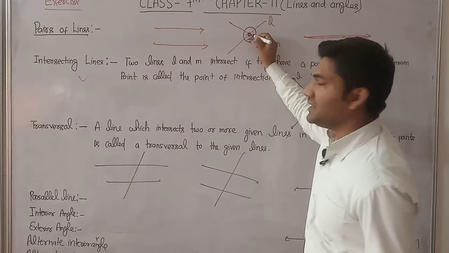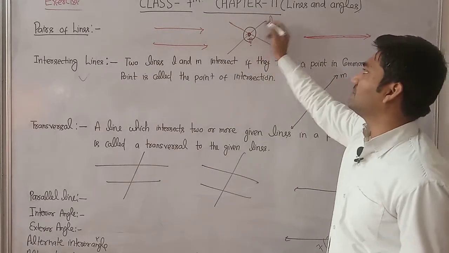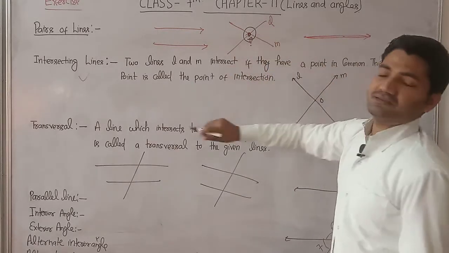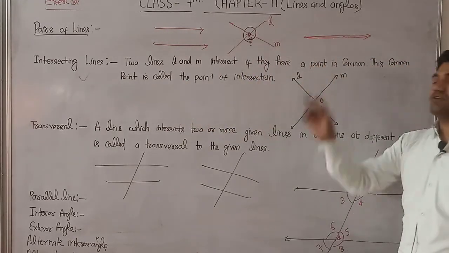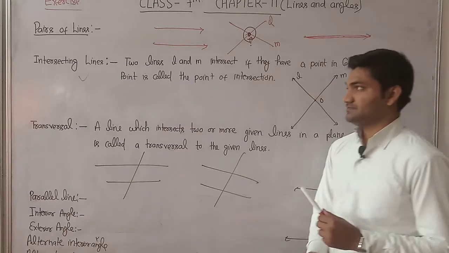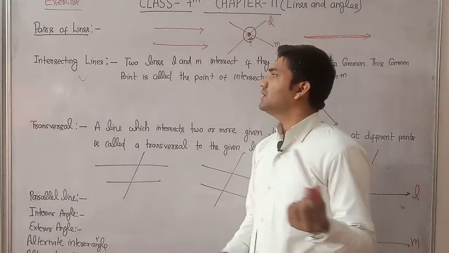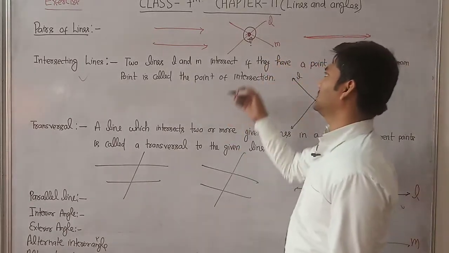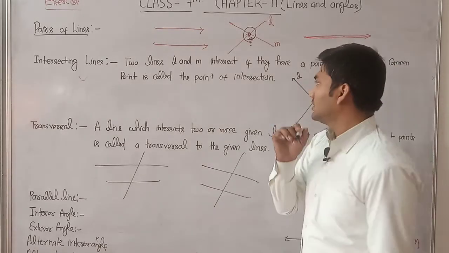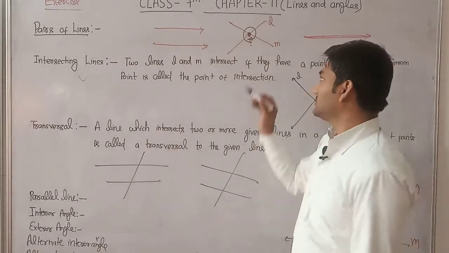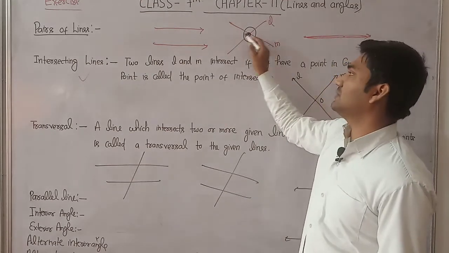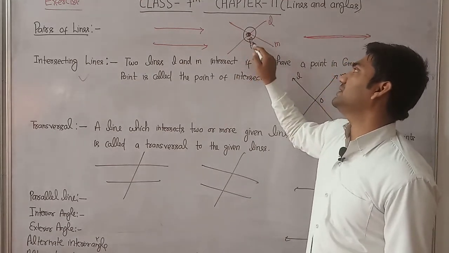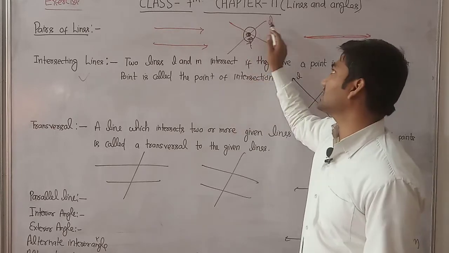It means point P is the common point on both lines. It is called the point of intersection. When any two lines intersect at a point, that point is a common point, and the common point P is called the intersecting point.